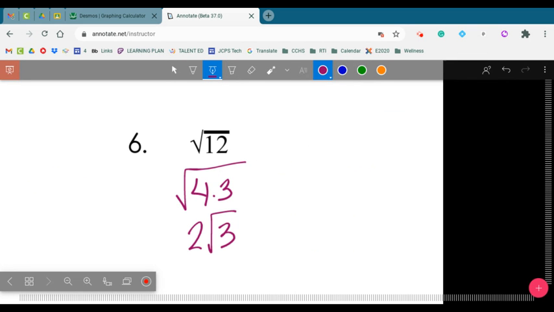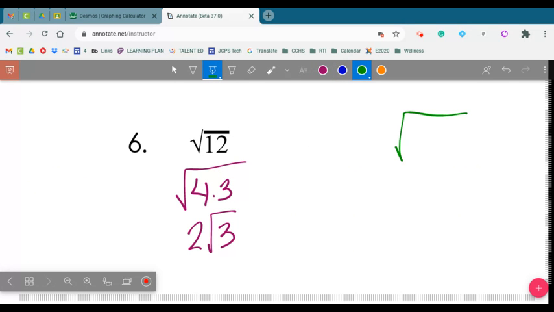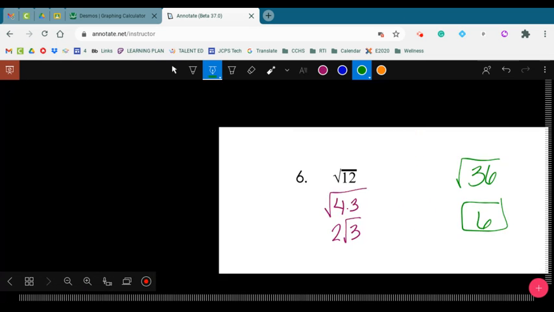Now, one thing I want to go over, if I said to find the square root of 36, 36 is a perfect square, so all you have to write is 6. You don't have to do anything under your radical since it is a perfect square root.